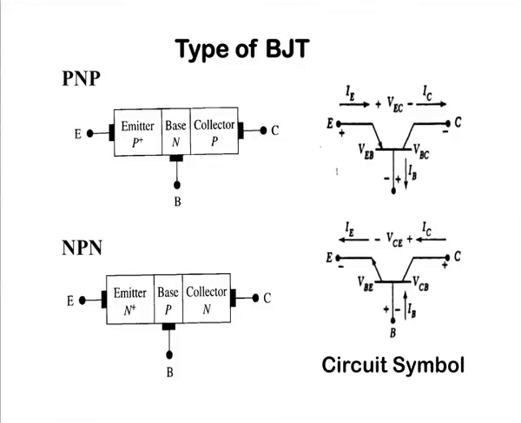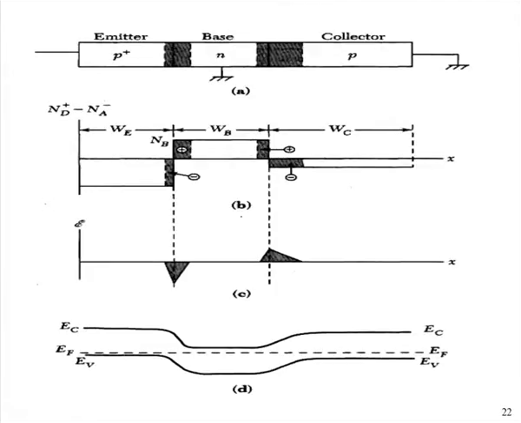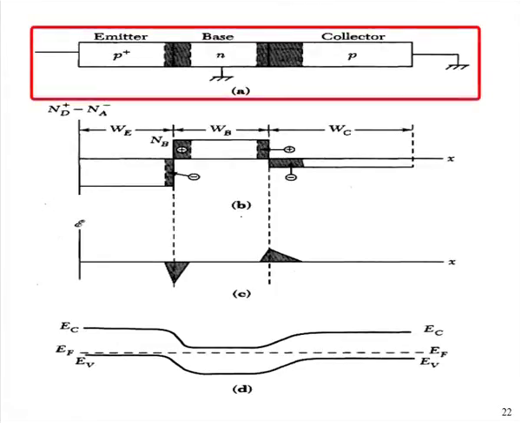Now we will come to the energy band diagram. We will try to understand the carrier flow, how these carriers are moving. Here in figure A you can see this PNP transistor, and because we have not applied any bias, our transistor is in thermal equilibrium. The emitter is highly doped, so the depletion width between P plus and N is small compared to the base and collector depletion width.